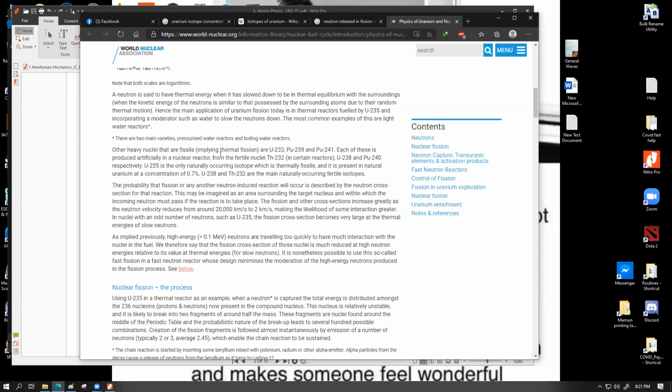Other heavy nuclei that are fissile, implying thermal fission, are uranium 233 and plutonium 239.